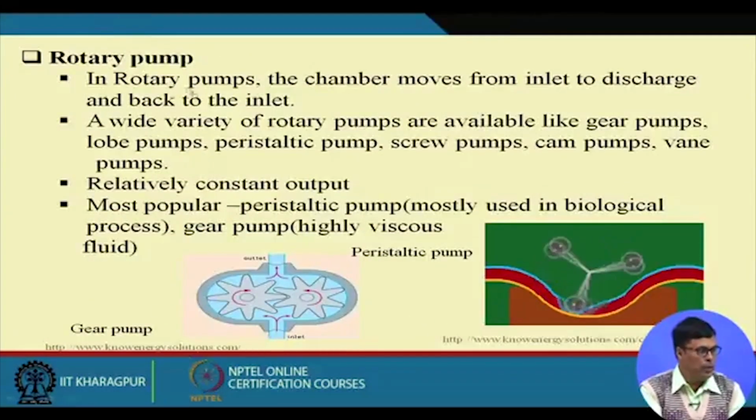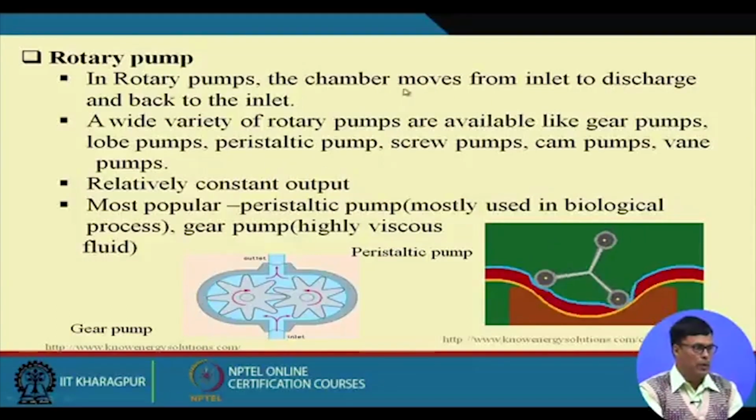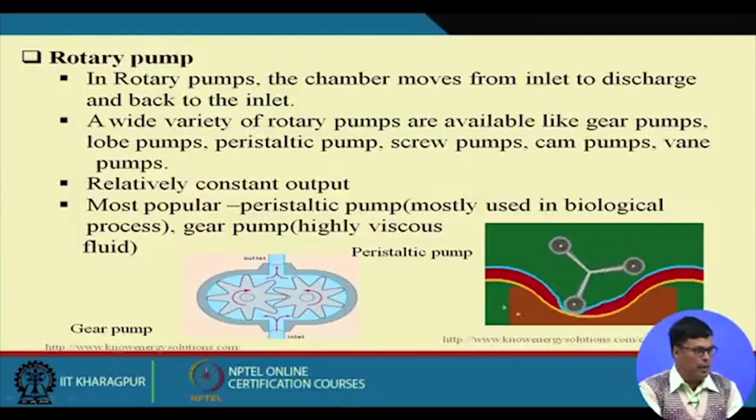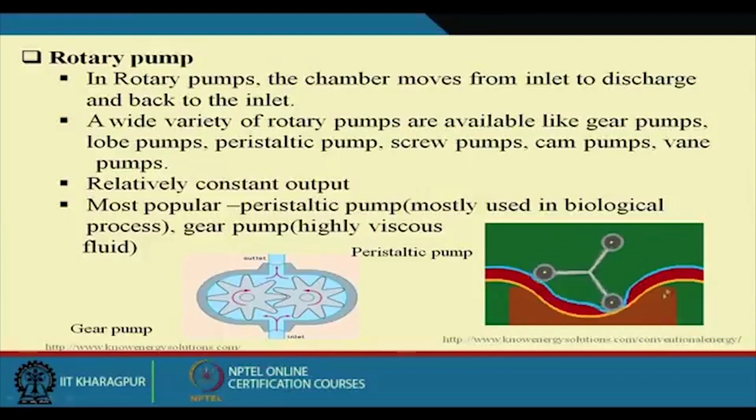Now, this rotary pump is largely used in the biochemical industry. In a rotary pump, the chamber moves from inlet to discharge and back to the inlet. Here I can take the typical example of the peristaltic pump, largely used in the fermentation industry, because this is a silicon tube. Silicon tube is a little bit flexible tube.